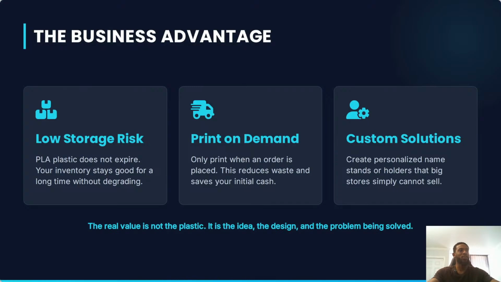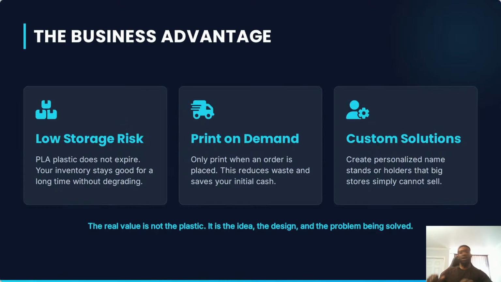Custom tools. Create personalized name tags or holders that big stores simply cannot sell, which means you can post an ad online saying that you can create personalized stands and holders for people with their names or with their own company logos. And that's another form of value, because you can hardly see personalized items in big high-class stores. They hardly sell such things.